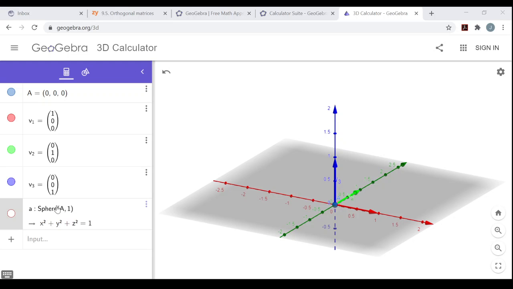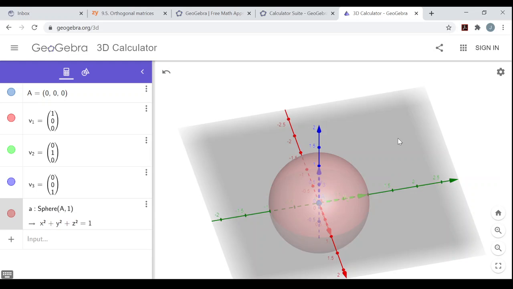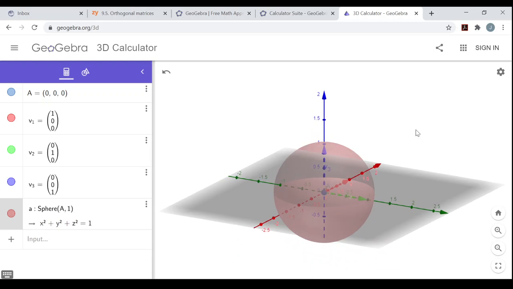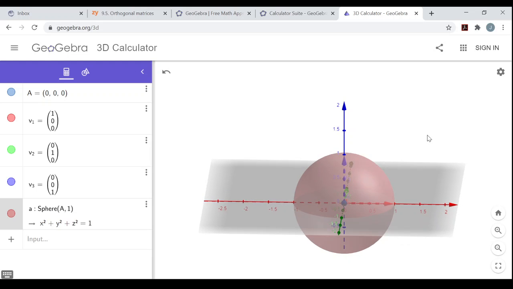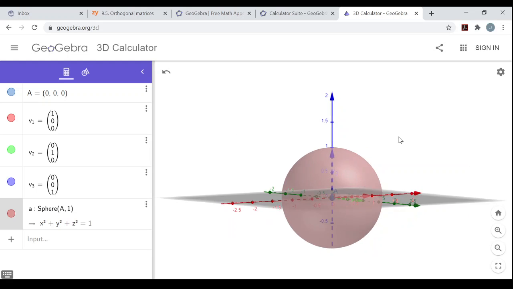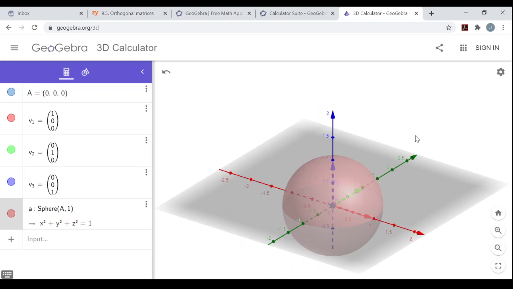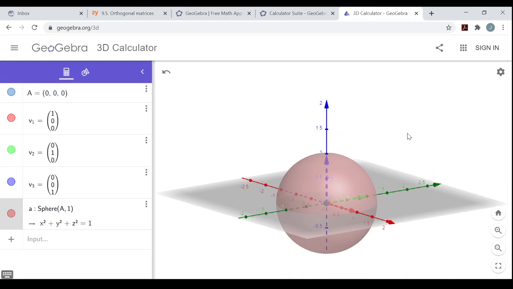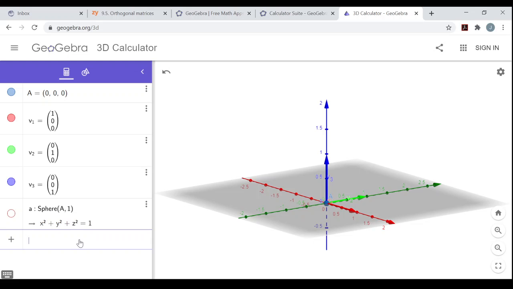And here's the unit sphere, the sphere centered at the origin. Notice how these just go to some point on that sphere. These three vectors will point to some point on this unit sphere. So you can see the red vector pointing to the blue vector and the green vector and all that. All right, so I'll get rid of the sphere for right now, and let me put in those columns of A.